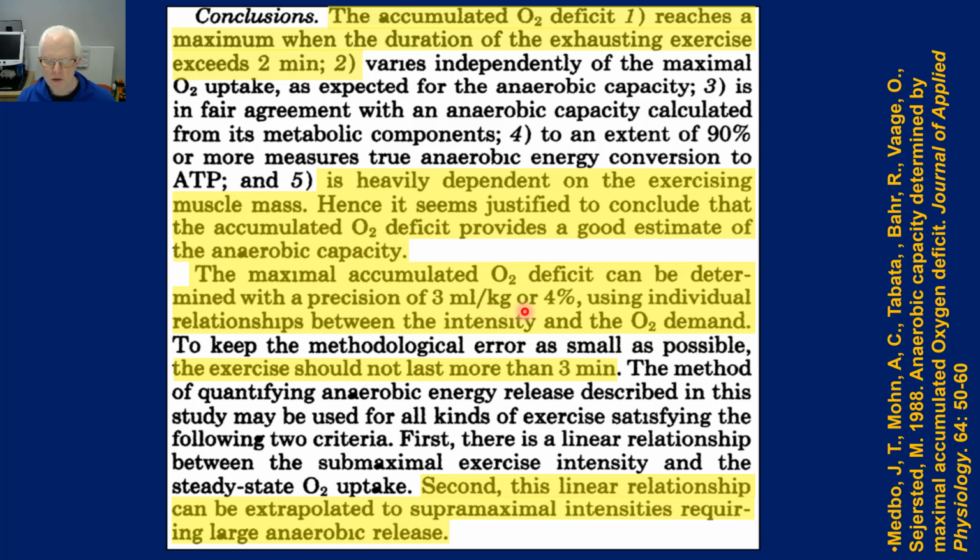Now, you'll notice something. Normally we talk about mils per kilogram per minute. I'll come back to why minute's not there. Or 4% using individual relationships between the intensity and the O2 demand. To keep the methodological error as small as possible, the exercise should not last more than 3 minutes. The linear relationship can be extrapolated to some maximum intensities requiring large anaerobic release. We'll come back to this point in a moment. The reason that minutes isn't here is it's not a rate. It's not the rate at which you derive anaerobic energy, it's the capacity. So it's mils per kilogram.